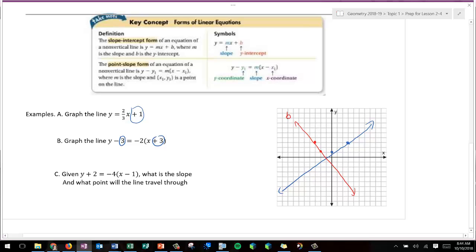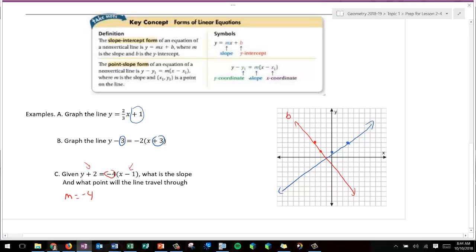And then in C, they want us to just translate it. So they want to know what's the slope. The slope is located on the outside of the parentheses. So our m is -4. And what point the line will travel through, that's based off of this number here and this number here.